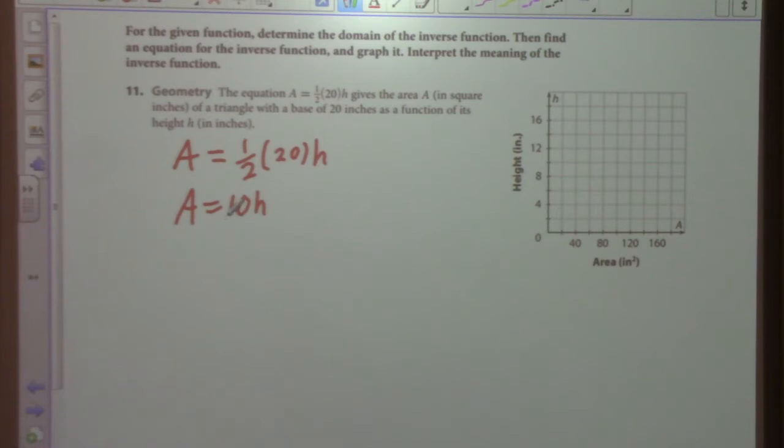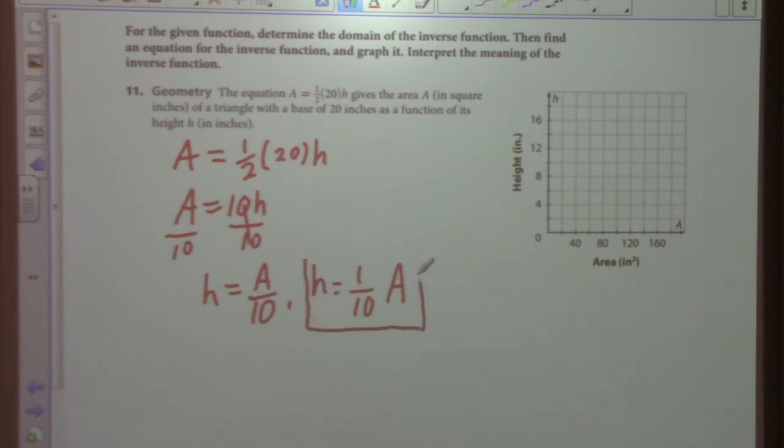Divide by 10. So we get h equals a over 10, right? Or you could also say 1/10 a, excuse me. Okay, so now we have a function, and these are both correct.